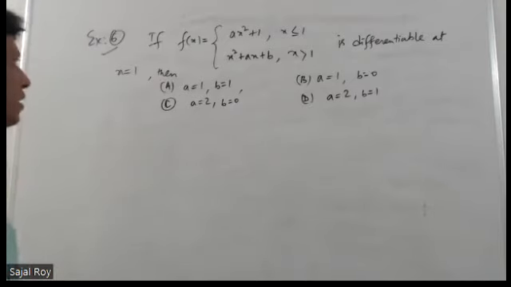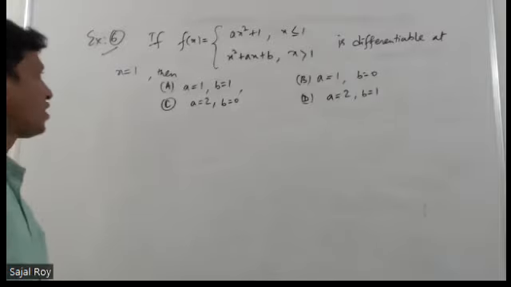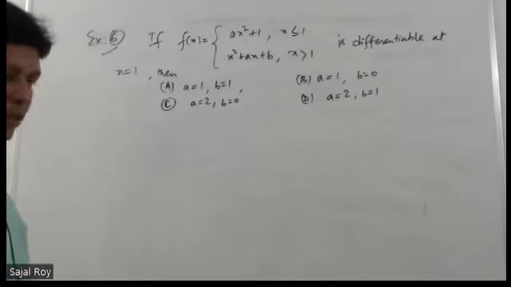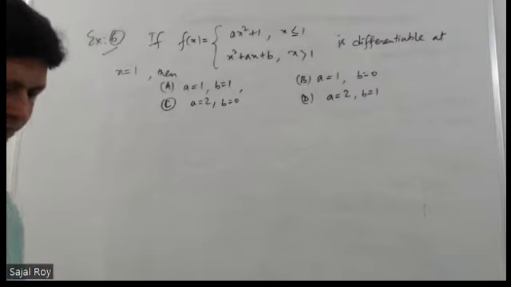f(x) is given by ax square plus 1 for x less than or equal to 1, and x square plus ax plus b for x greater than 1. If f is differentiable at x equal to 1, then you have to get the values of a and b.